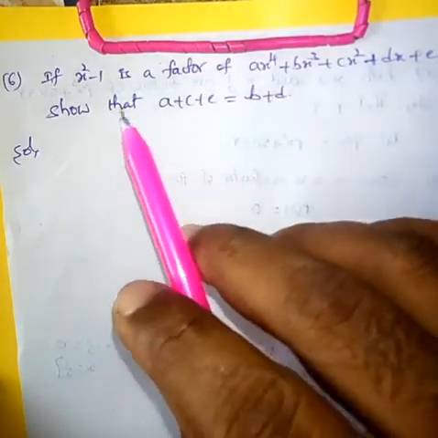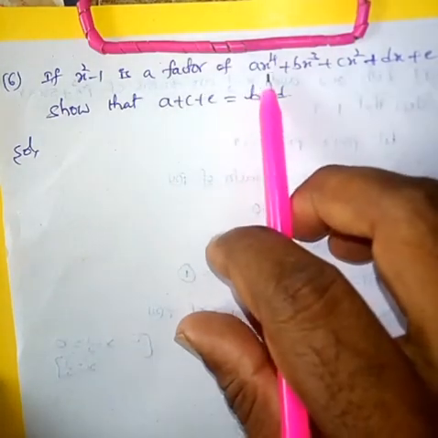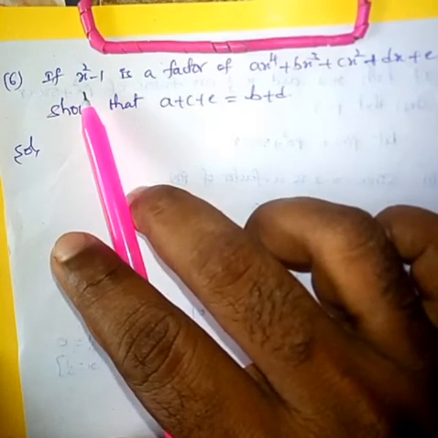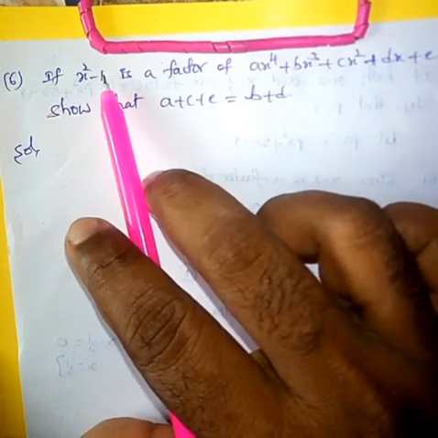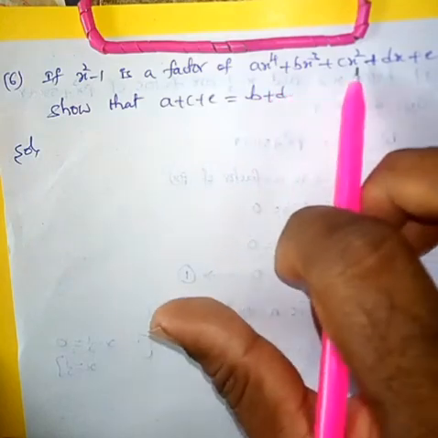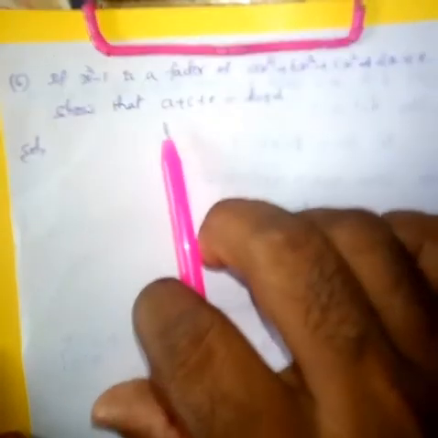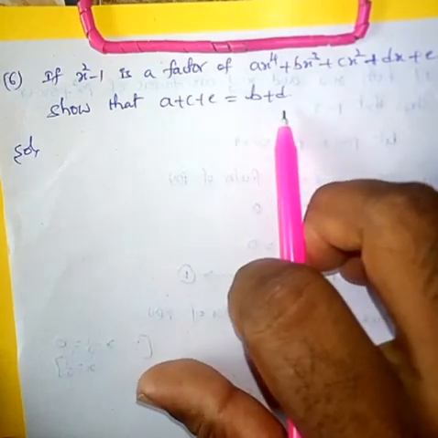Children, here we have two polynomials. One is a fourth degree polynomial and another one is a second degree polynomial. The second degree polynomial is a factor of the fourth degree polynomial. So by using this data you have to show that a plus c plus e equals b plus d.